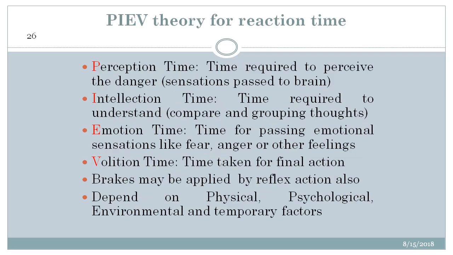PIEV theory for reaction time. Perception time, time required to perceive the danger, sensations passed to brain. Intellection time, time required to understand, compare and group thoughts. Emotion time, time for passing emotional sensations like fear, anger, or other feelings. Volition time, time taken for final action. Brakes may be applied by reflex action also. Depends on physical, psychological, environmental, and temporary factors.